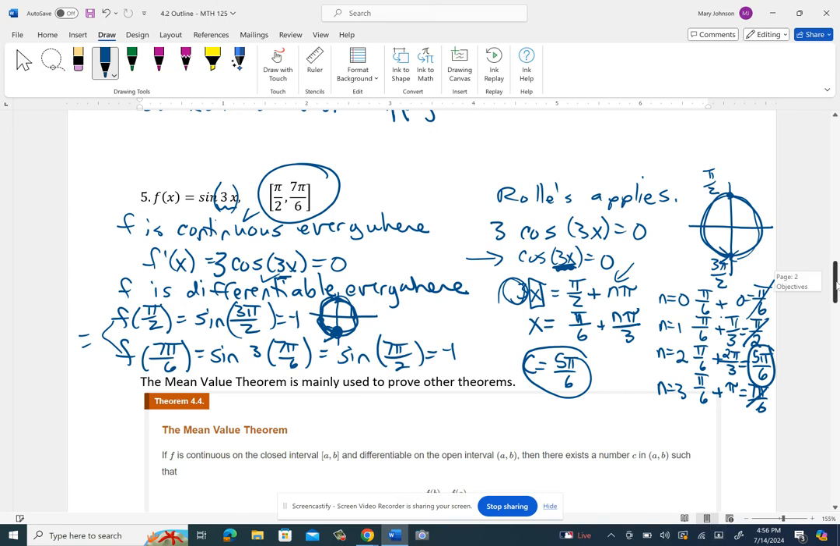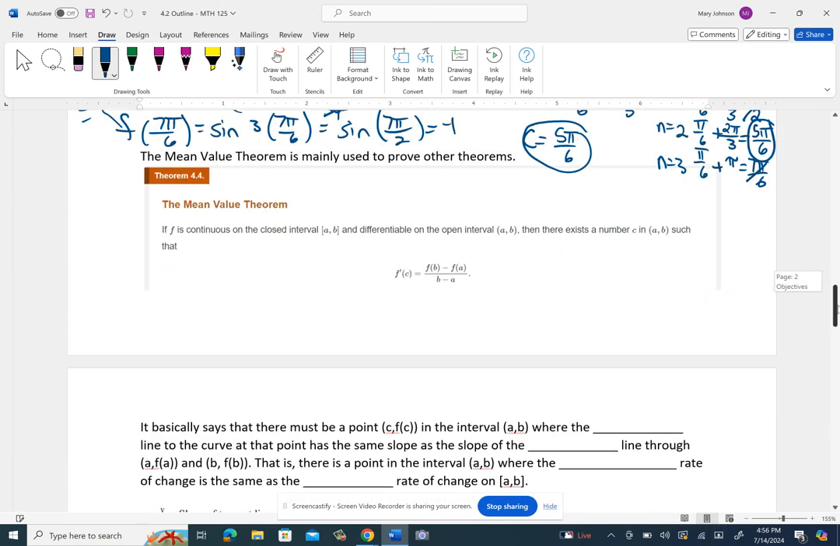Right, in this video, I'm going to be looking at the mean value theorem part of section 4.2. You mainly use it just to prove other theorems in calculus. What it says, though, is kind of interesting.